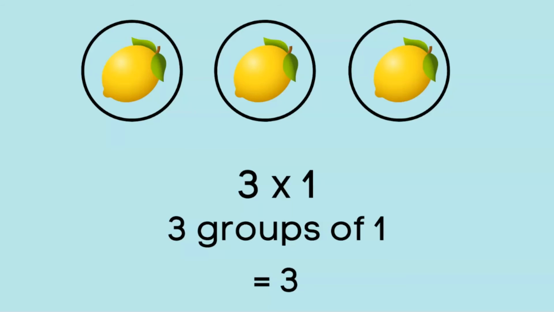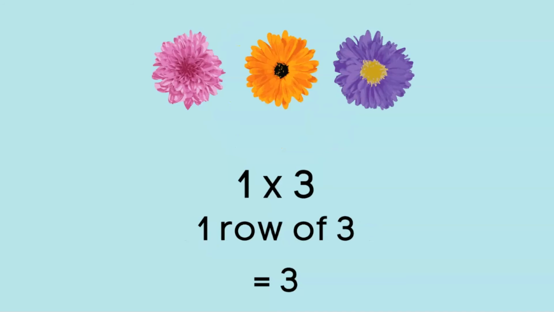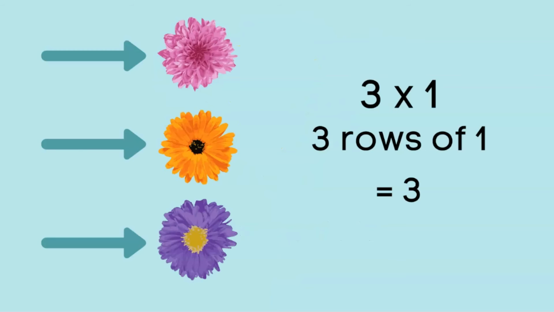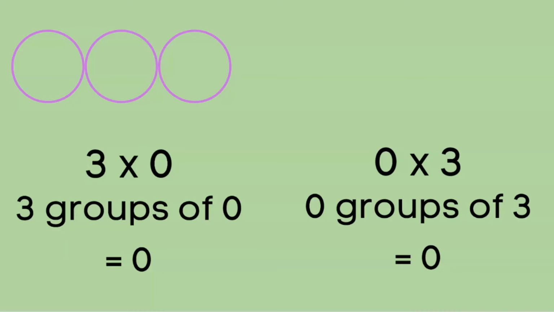The last two strategies are pretty simple. The first one is the identity property, where we're multiplying by 1. You can see that it gives us the exact same number as the other factor. And when we're multiplying by 0, you can see pretty simply 3 groups of 0 or 0 groups of 3 is still going to give us 0.